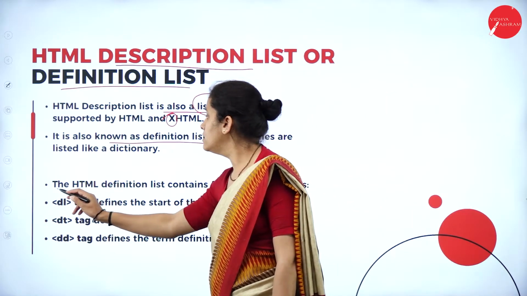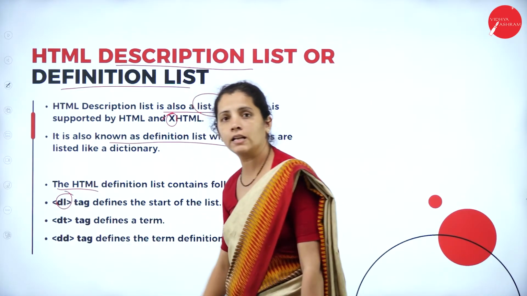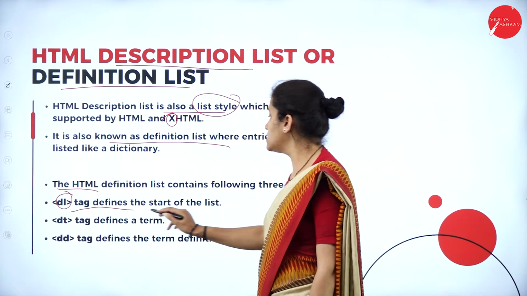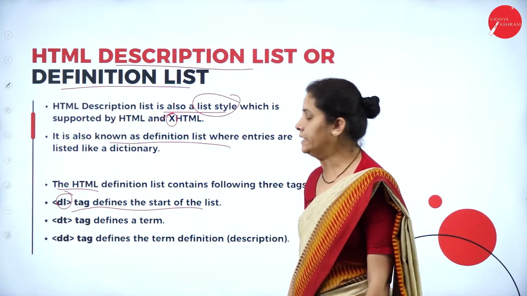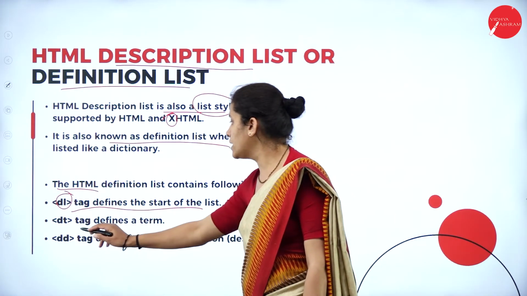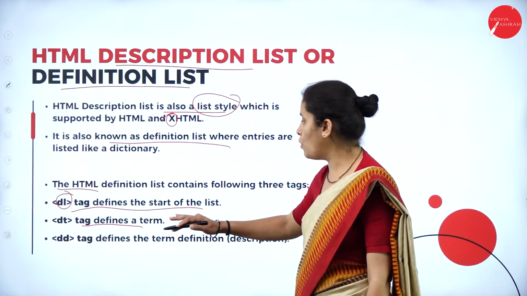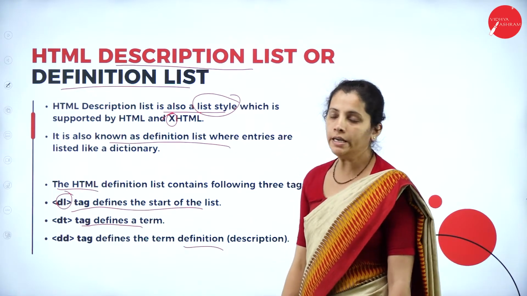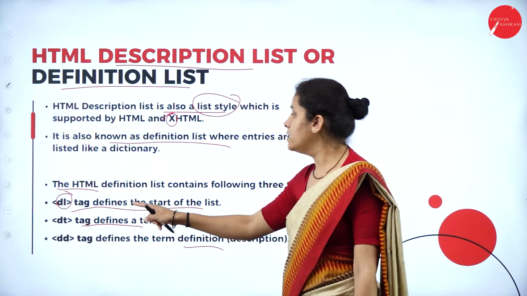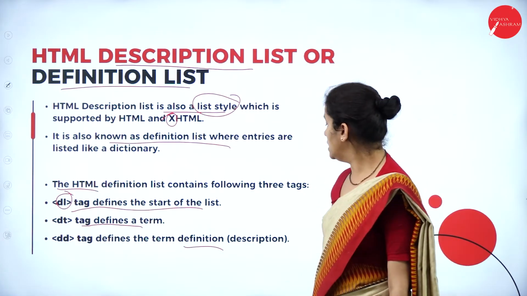Okay, fine. See here, the description list starts with DL. What is the tag name? DL. DL is nothing but the description list. This is the start of the list. Then DT. So what is DT? DT stands for description terms. So the tag defines a term. DD. DD stands for what? Definition. So the DD tag defines the definition. DL, starting of the list. DT defines the term, whereas DD is nothing but the definition or description.